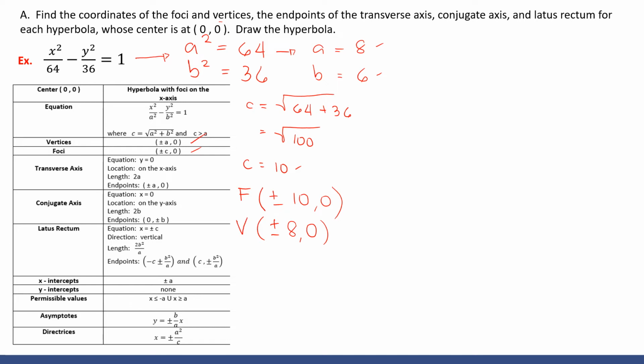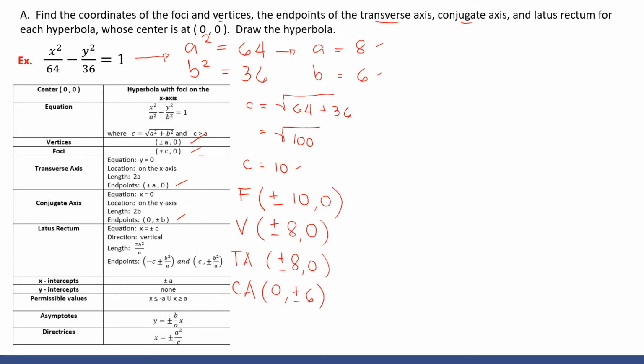Next, the endpoints of the transverse axis. The endpoints of the transverse axis are plus or minus a, 0, almost the same as our vertices. So we have plus or minus 8, 0. These are the endpoints of our transverse axis. While the endpoints of the conjugate axis are 0 and then plus or minus b. So 0, plus or minus b, that is plus or minus 6.